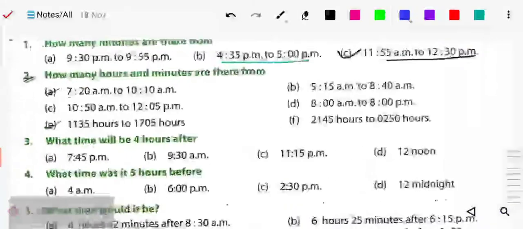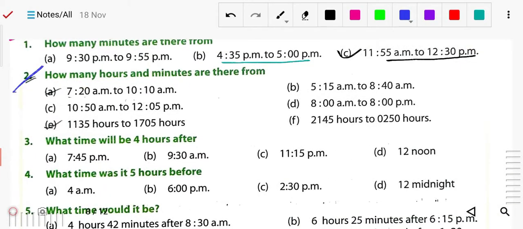Now the next question is number 2. In 2, how many hours and minutes are there from, so how many hours and minutes, that we have to calculate. I will solve here question number C: 10:50 a.m. to 12 hours 5 minutes p.m. Between that, how much time it has taken, that we will calculate. So number 2, question number C.